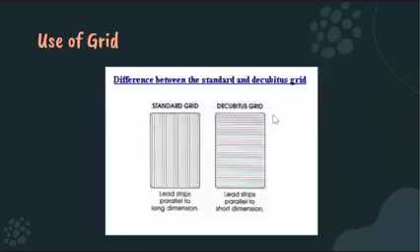So, the difference between the standard and the decubitus grid, or the LD or SD grid. Long dimension grid, short dimension grid. For example, for a 14 by 17 inch cassette or image receptor, the long dimension grid has lead strips 17 inches long. So these lead strips here are 17 inches long. Whereas a short dimension grid, which is this one, has lead strips 14 inches long.